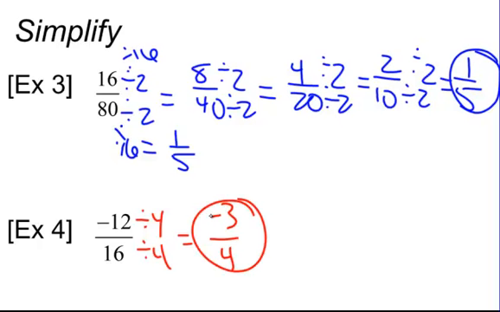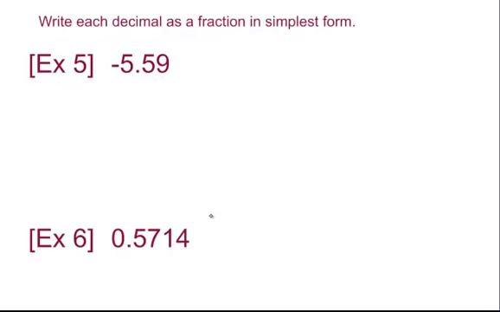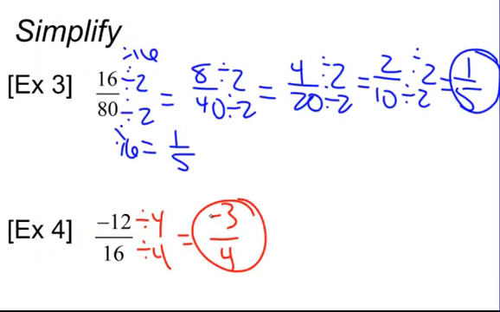So that's simplifying. And remember, these are relatively prime now. 3 and 4 are relatively prime. 1 and 5 are relatively prime, meaning nothing else goes into them except 1 that they have in common.